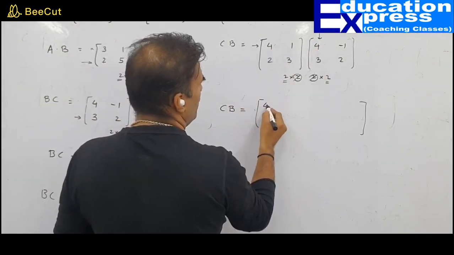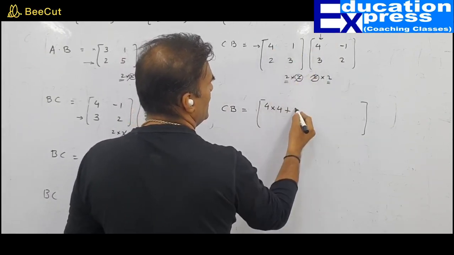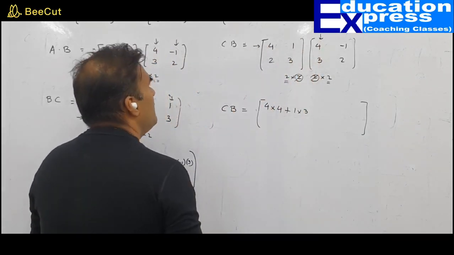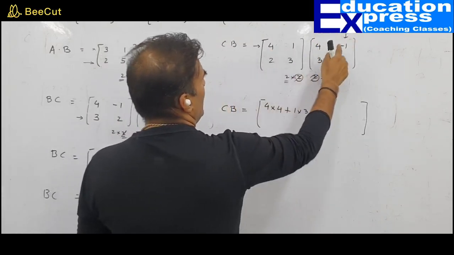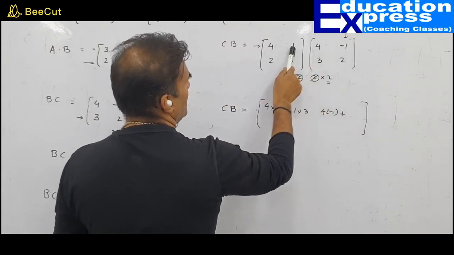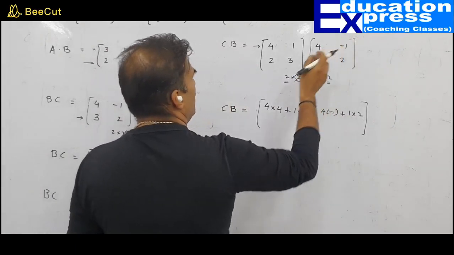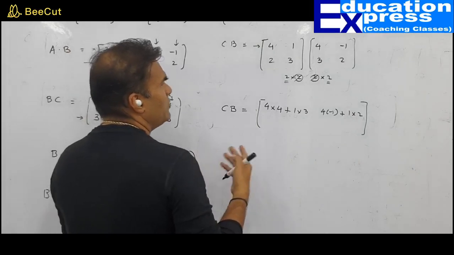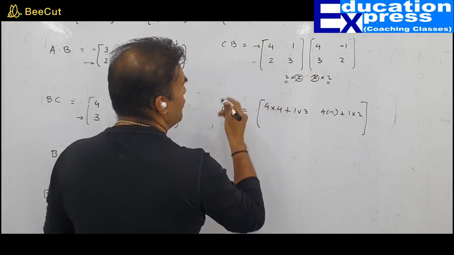4 into 4. Not done yet. This into this plus 1 into 3. That is how all the elements of the row are covered, all the elements of the column are covered. After doing the first one, move on to the second row. 4 into minus 1 plus 1 into 2. Initially, you are using this pattern of drawing a column or an arrow. Slowly and gradually, it will become so mechanical that you will not need to draw these arrows also.